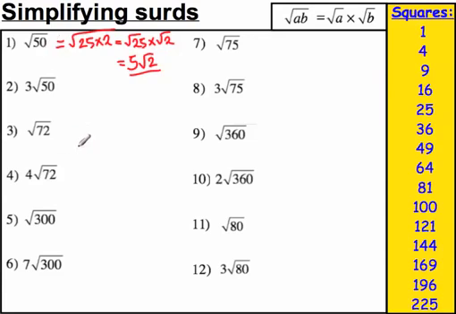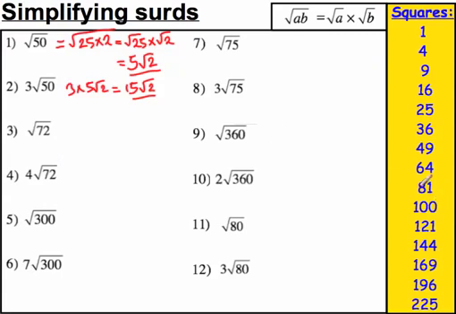Now imagine someone asked you, what's 3 times root 50? Well, if you know one lot of root 50 is 5 root 2, 3 times root 50 must be 3 times 5 root 2, which is simply 15 root 2. Easy as that.